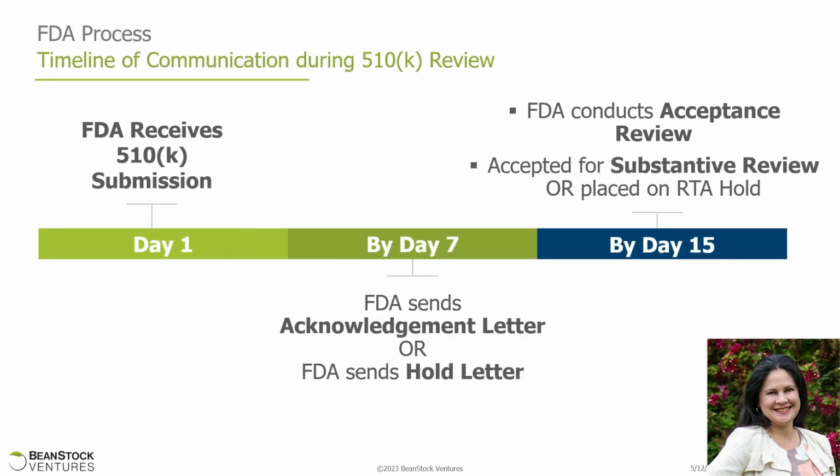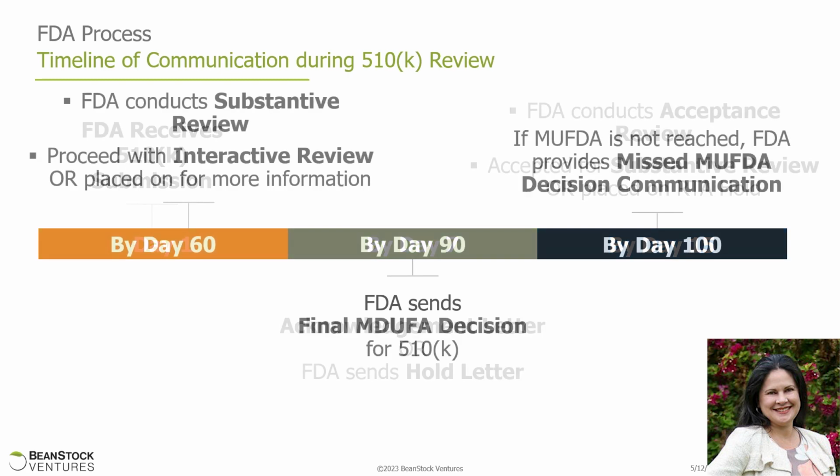The general processing time from start to finish is about 90 days. This does not include back and forth interaction with the FDA. If all goes well, by day 90, you'll have a final decision from the FDA.